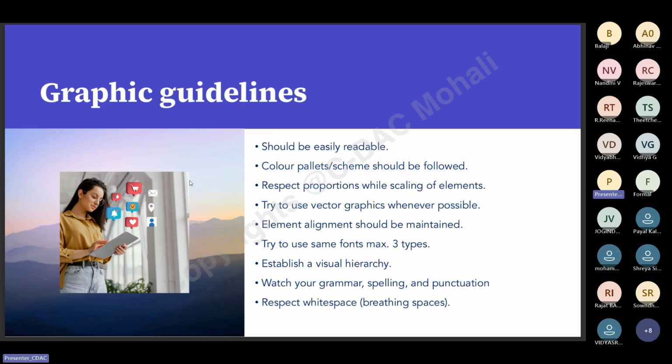Next thing is establish a visual hierarchy. Okay. Next thing is watch your grammar, spellings, and punctuations. That is most important. Respect white spaces or breathing spaces. So we will talk about these things as you can see in this slide as well. The text is bold enough. We have some good spacing among the lines. We titled it, we bulleted it, and we have good enough space around all the elements.